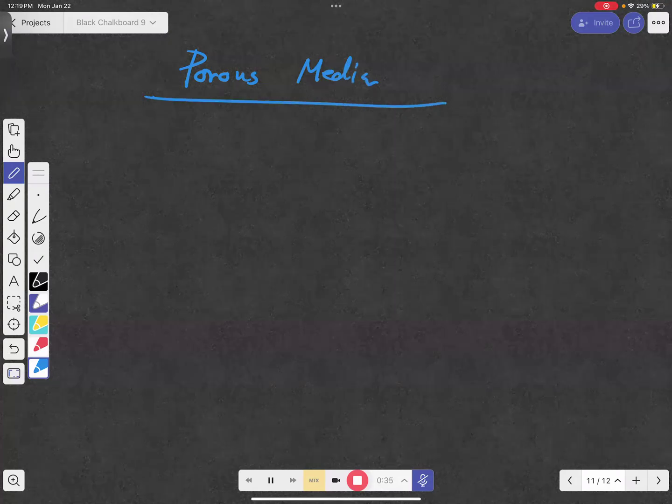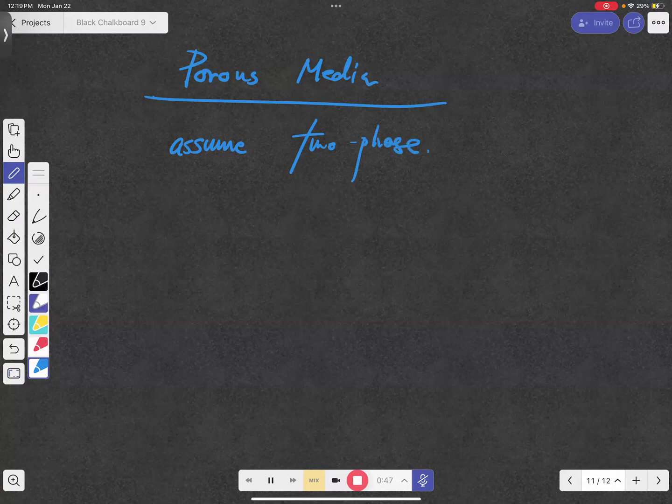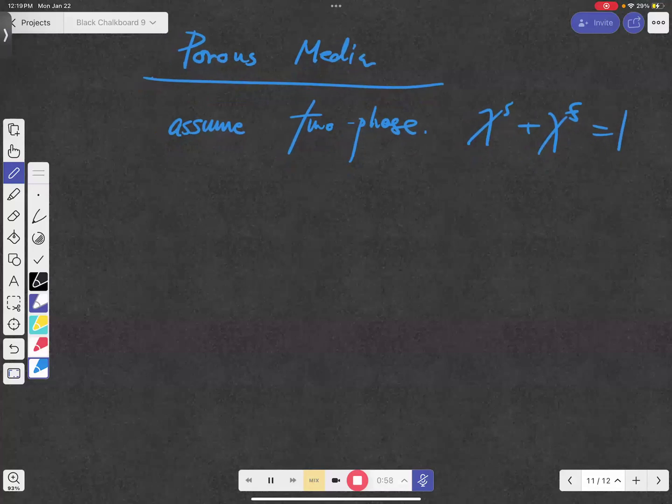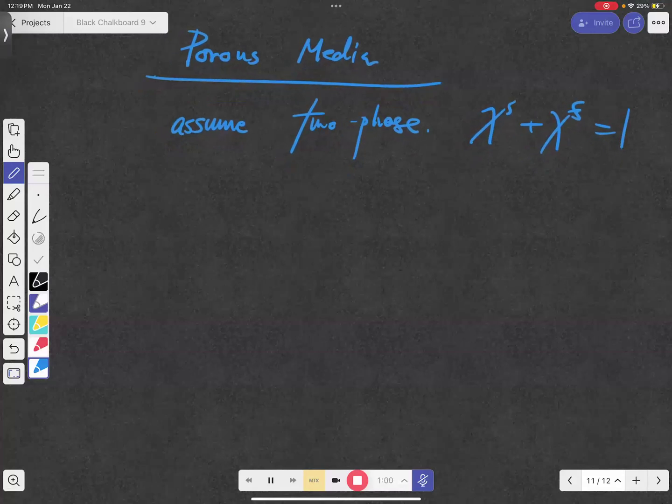Now, I'm going to redo what we did, but this time I consider a two-phase material. Assume two-phase. So the indicator function is either solid or fluid, and they sum to 1. There's no air or anything else. There's only one fluid phase. Okay, so far so good. Are you still with me?